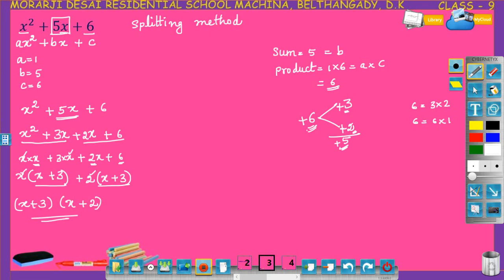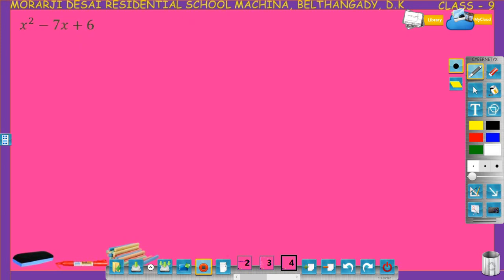This is known as factorization of quadratic polynomial by splitting method. See one more example. x square minus 7x plus 6. Here what is A? A means coefficient of x square. Along with x square nothing is there, that is 1. A is equal to 1. B, coefficient of x, that is minus 7. Now constant term C, that is 6.